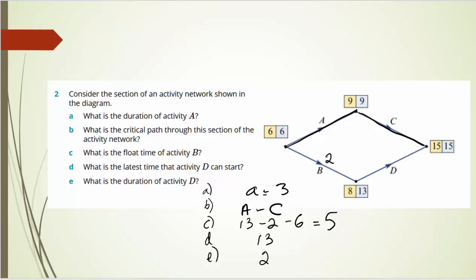Float time of B, float time, remember, is 13, which is the blue number at the end of B. Take away the duration 2, take away 6, which is the yellow 6, and that gives us a float time of 5. Latest that D can start is going to be the blue number there, 13, and the duration of activity D is going to be 2. If it can start at 13 and has to finish by 15, then the answer is 2.